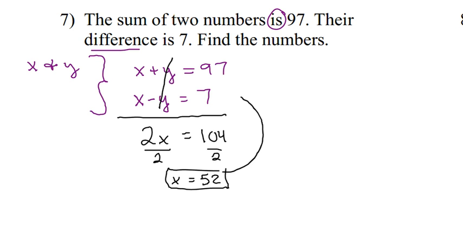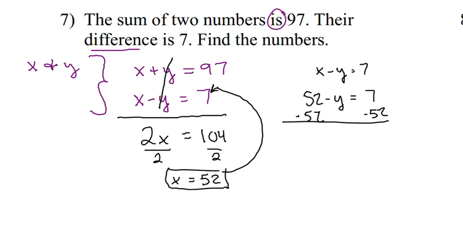Now, we also want to know what Y is. So I'm going to use that second equation. X minus Y equals 7. So 52 minus some number needs to equal 7. And just by looking at that, you may be able to tell it's 45. If you wanted to solve it the way we solve equations, subtract 52 from both sides, divide by -1, and get Y equals 45.